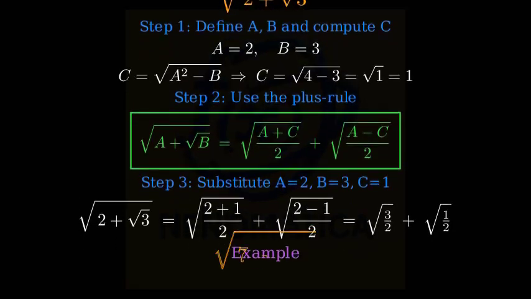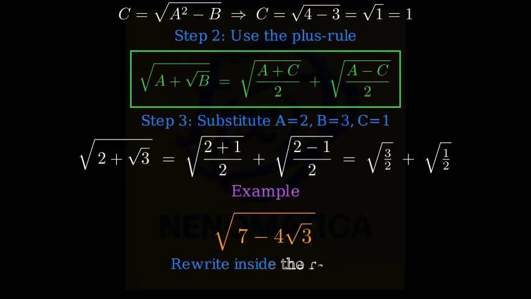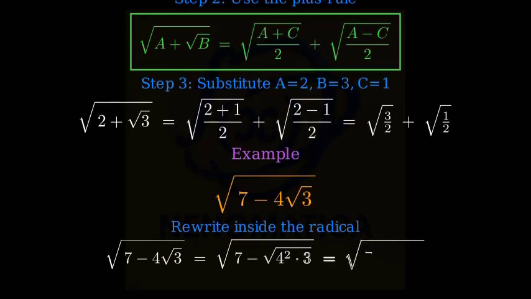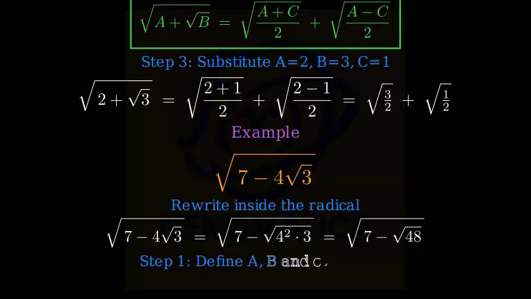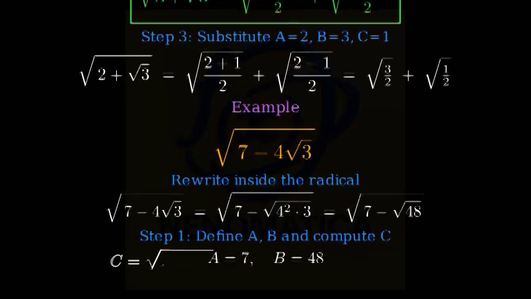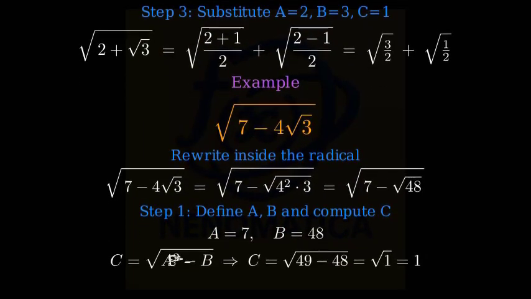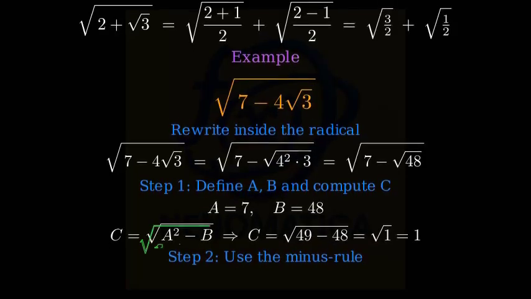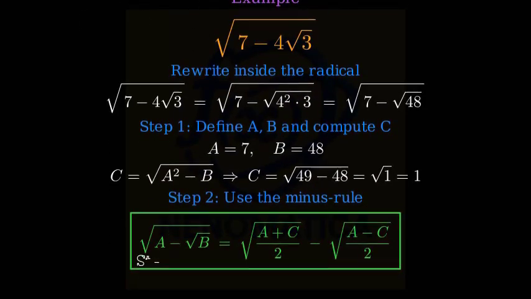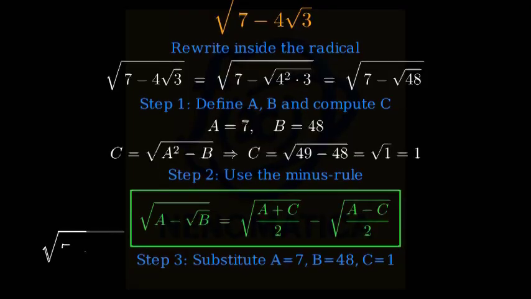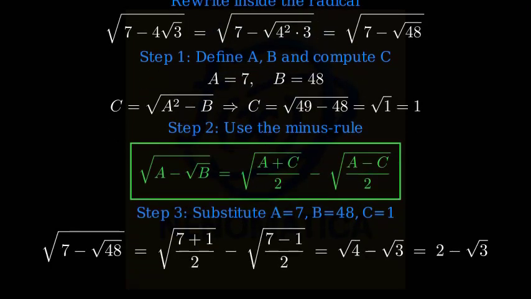Second example. Problem statement. The square root of 7 minus 4 times the square root of 3. Step 0. Rewrite the inside as the square root of 7 minus the square root of 48. Step 1. Define capital A equals 7 and capital B equals 48. Compute capital C equals the square root of a squared minus b. That is the square root of 49 minus 48, which equals 1.